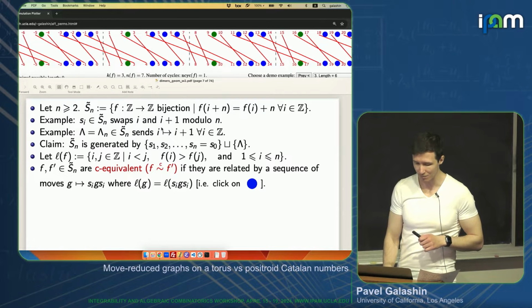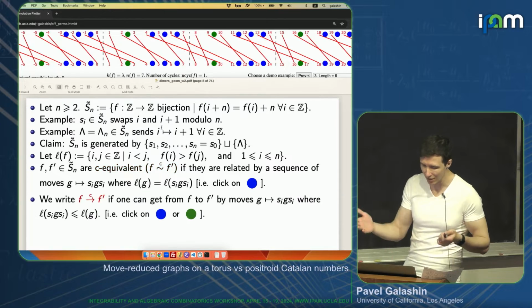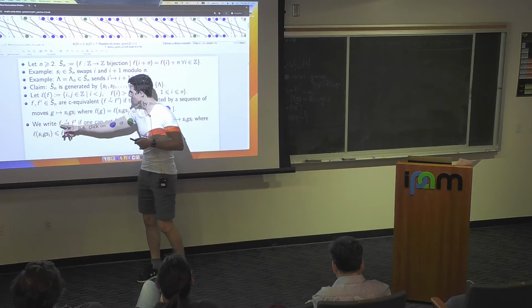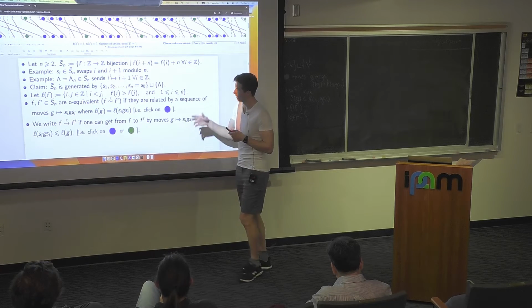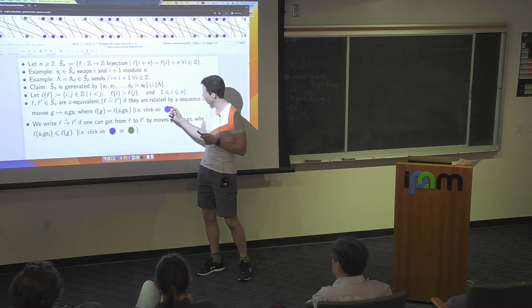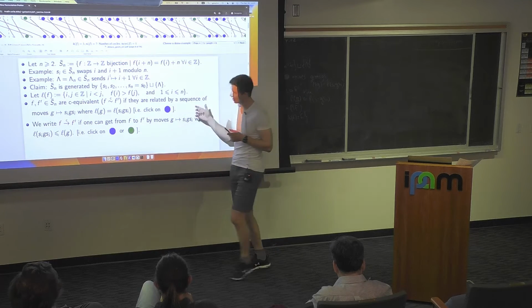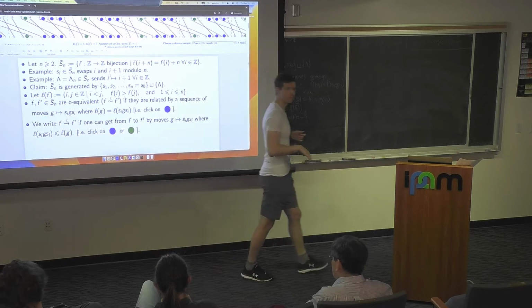Okay, and so I also want to define some kind of, if the length goes down, then I'm going to denote it by this C arrow. So F maps to F arrow F prime if you can get from F to F prime by clicking on either blue or green. So you apply simple conjugations in such a way that the length always weakly decreases.